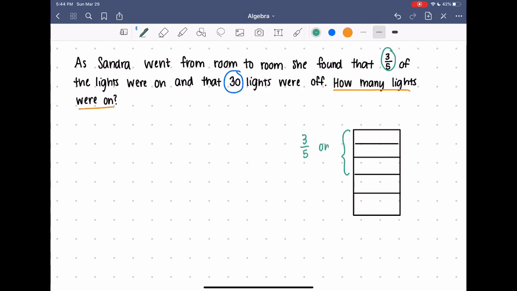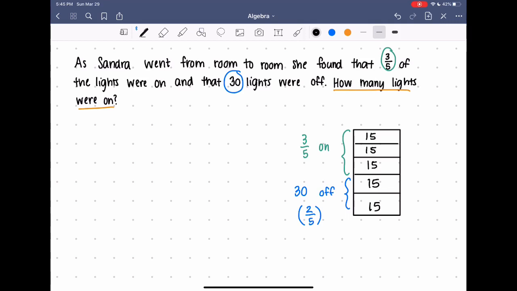3/5 are on. And I know that the other part is 30 off. But I don't know what that fraction is. But I can just look at my diagram and see that that's 2/5 are off. And now that I know a number and a fraction over here, I can solve for the amount over here. 30 divided by 2 parts is 15. So each block is 15.